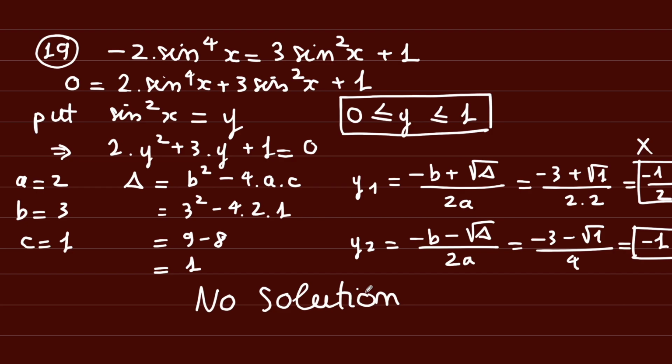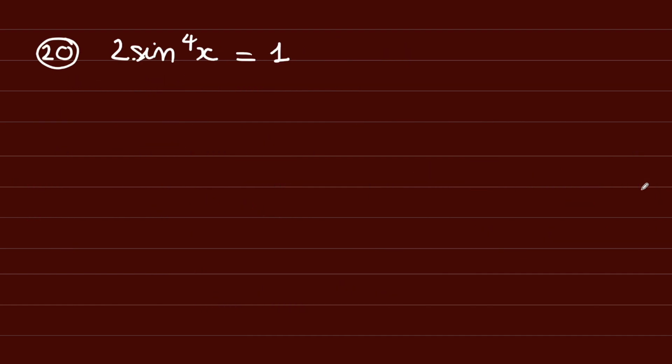So the special value, sine square h for y, has to be a positive number inside the interval 0 and 1. And then you got two values in here. This means no solution for the whole question. That is question 19. For question 20, it's very simple.